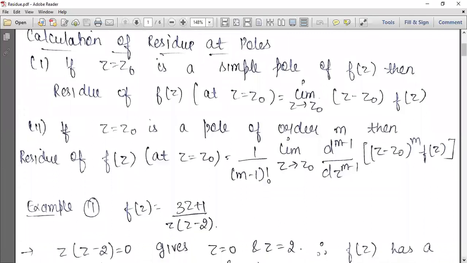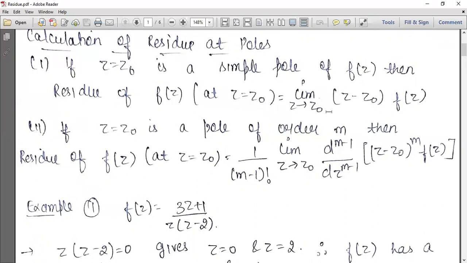Now, let's see how you calculate residues at a pole. The first case is when you have a simple pole. Simple pole means it's a pole of order 1. Then the residue of f of z at z equal to z naught, where z naught is the pole, is the limit as z approaches z naught of z minus z naught times f of z.